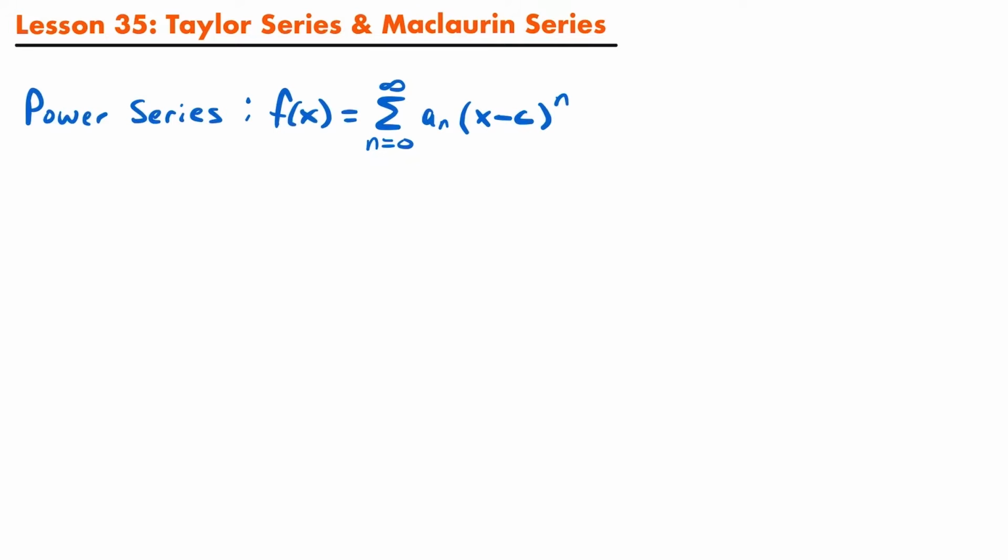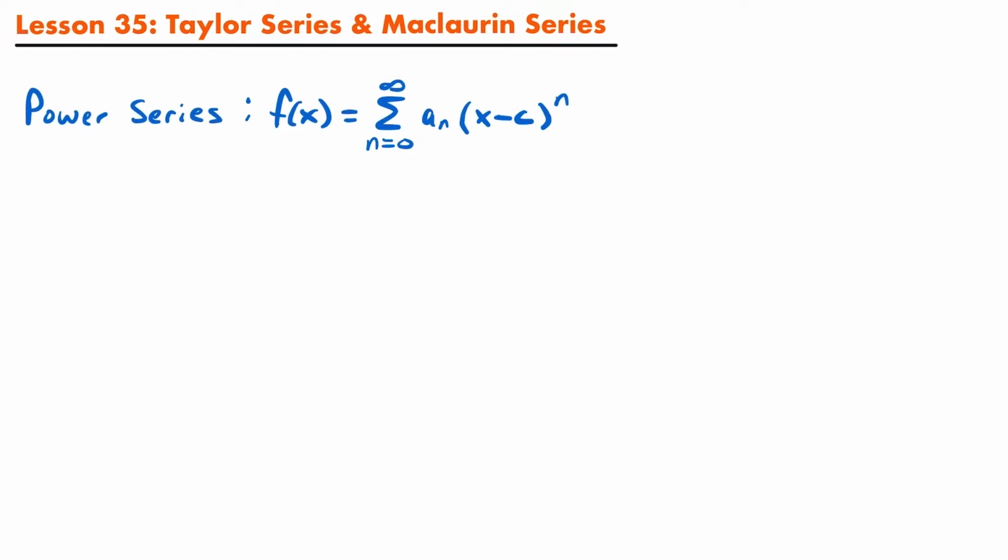All right, and so let's get started by taking a look at the general form of a power series. Remember that we said that a function f of x is formed by a power series of this form, where we have the sum from n equals 0 to infinity of some sequence a sub n times x minus c to the power of n. And of course, that value of c determines where the power series is centered.